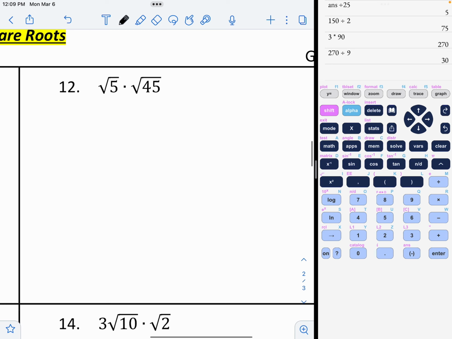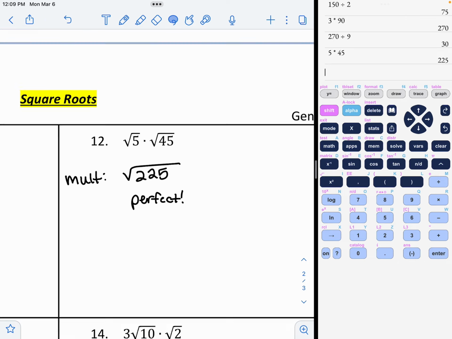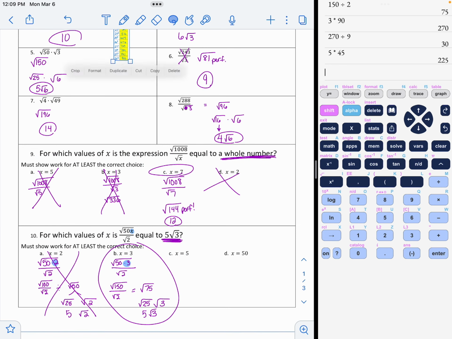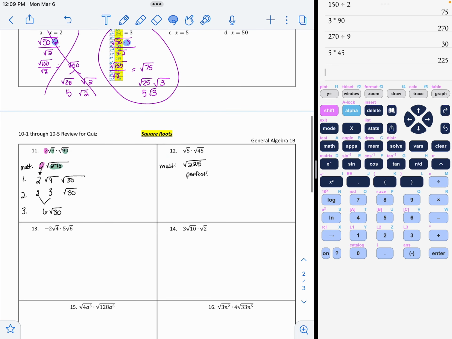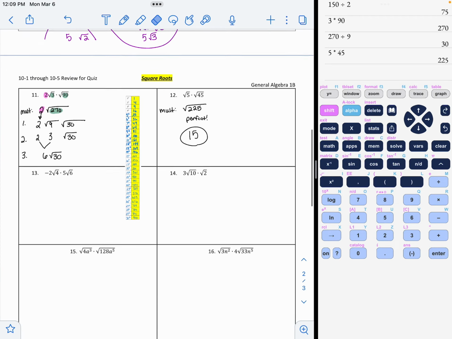Number 12. Multiply them together if you can, which in this case we can. 5 times 45 is 225. Now it is important that at this moment I need you to realize that this is perfect. Why is it perfect? Because it's on your list. Let me go grab the list and show you. There it is. And you can see that 225 surely is on your list and the square root of it is 15. There's nothing else that needs to be done on this problem.